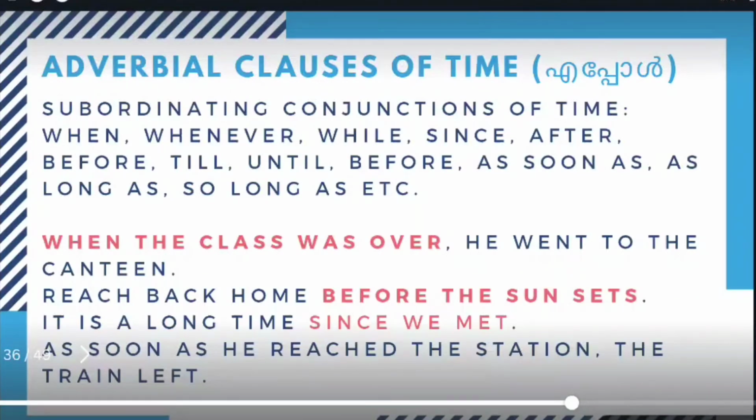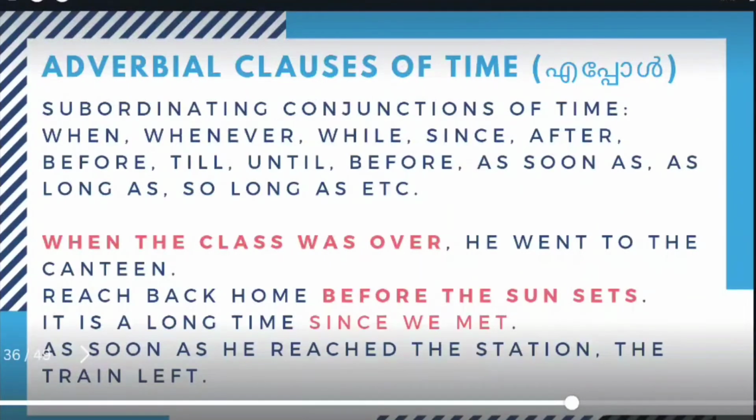So when the class was over is a dependent clause. It begins with the conjunction when. The word when, we all know that we use the word when to describe time, right? So when the class was over is a dependent clause which is used to describe the time of action.